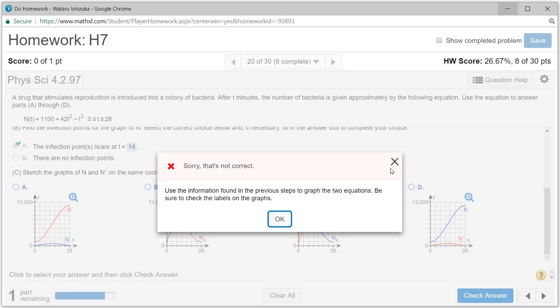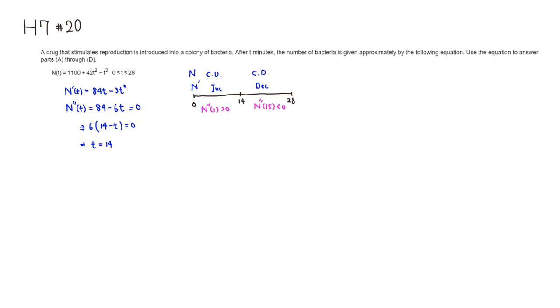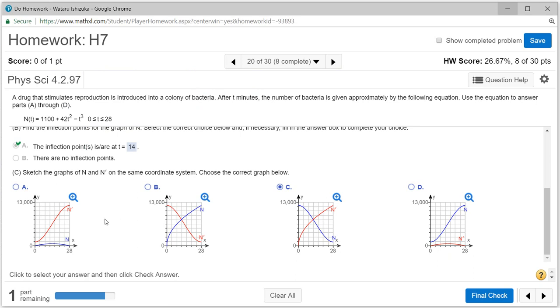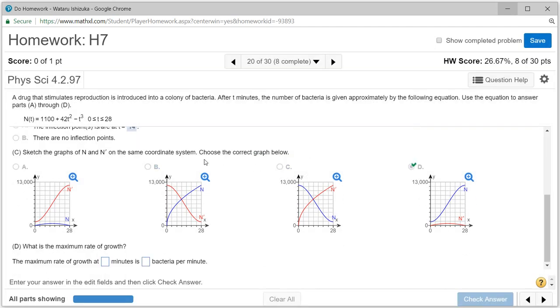Check the answer. Actually, I got that one wrong. Let me double check here. N prime is going to go through 0, and it's a concave down parabola. So let me go back. Oh, sorry, there's another parabola here. It goes through 0 and 28. Sorry, I messed that up. Alright, D. Final check. We got that.